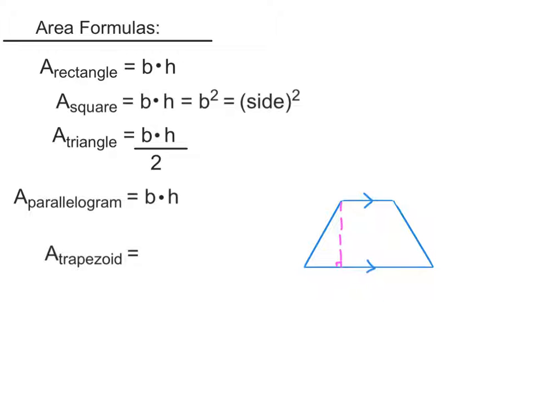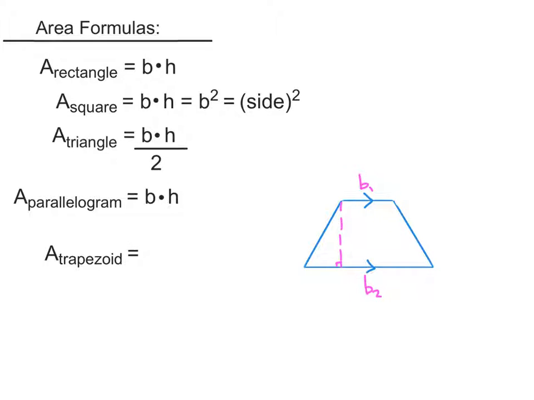Okay, so I'm noticing a pattern here. Area of a rectangle, base times height. Area of a square, base times height. Area of a parallelogram, base times height. Area of a triangle, base times height divided by 2. If I had to guess, for the area of a trapezoid, I'm going to say base times height. The problem with the trapezoid is my upper base and my lower base are two different lengths. So how can I make the formula base times height work? The answer is I average them.